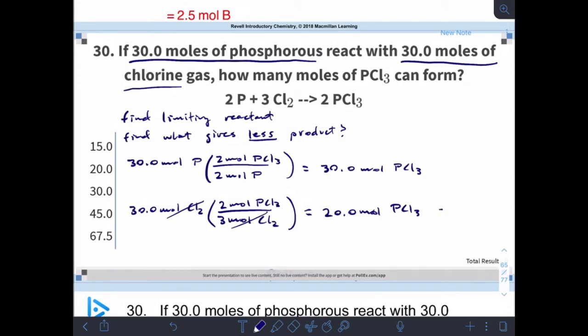So less product, right? That also tells us the theoretical yield. Right, so chlorine is limiting. And so it dictates how much phosphorus trichloride we can get. And the answer is 20 moles.